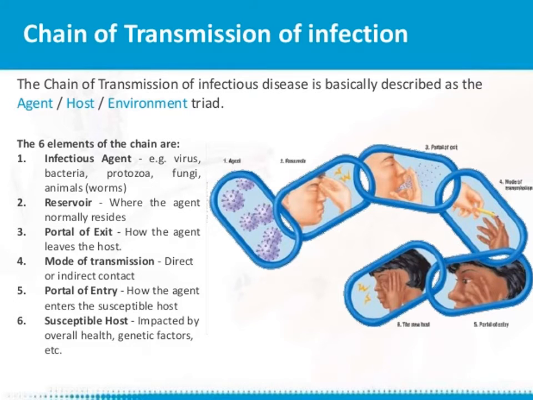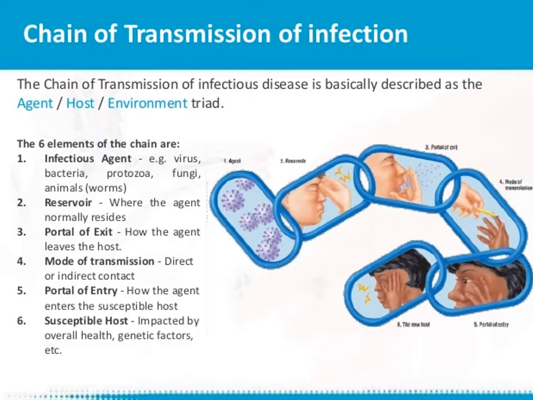So when we talk about transmission of infection, we actually talk about a chain of transmission. This is basically the way we get from the infected person to the next person. There are generally 6 elements of the chain. Some books or sources may have a slightly different way of depicting this, but I like this one. There are 6 elements in this chain.